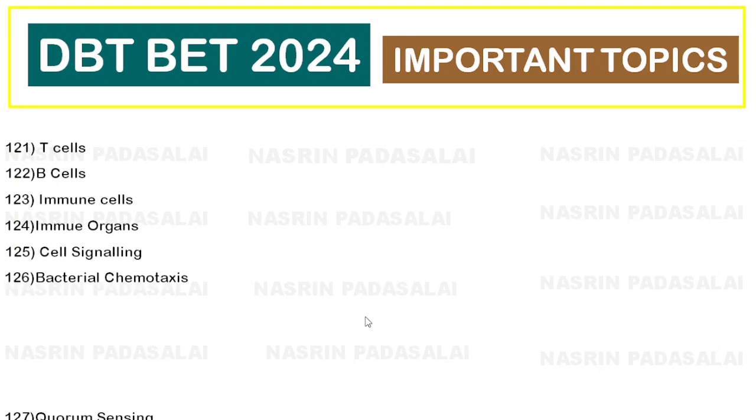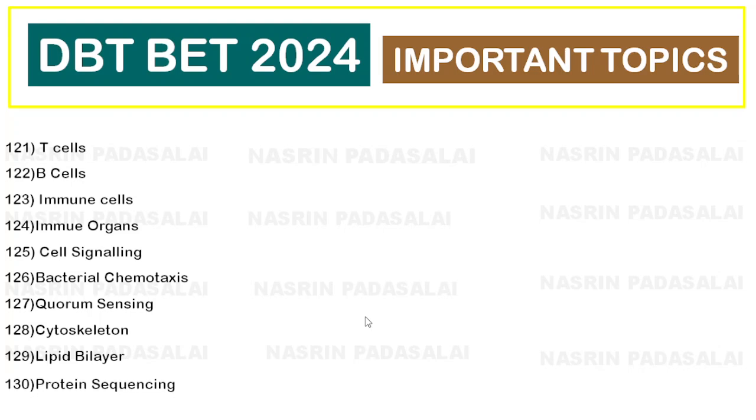Next is bacterial chemotaxis, quorum sensing. Next is cytoskeleton, lipid bilayer and protein sequencing. So when studying cell biology, you also need to concentrate on protein transport, simple diffusion, facilitated diffusion, active transport. Examples of those things: sodium-potassium pump, calcium pump, like that. Next is protein sequencing techniques, like trypsin, which cuts at the C-terminal side of certain residues, and which chemical agent cuts at the N-terminal side. You need to know about Edman's degradation method, like that. So protein sequencing is very, very important.